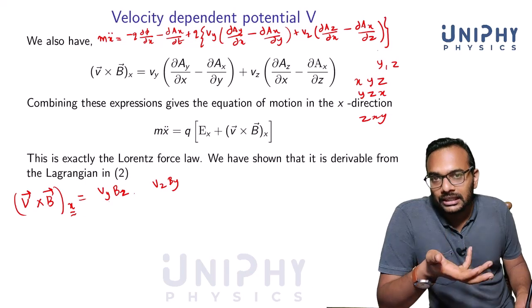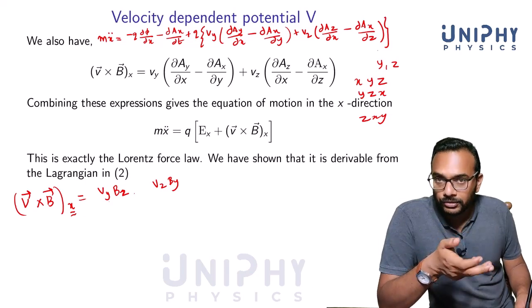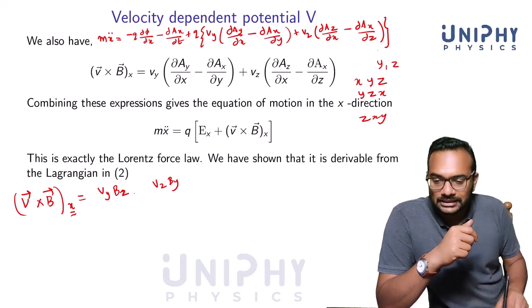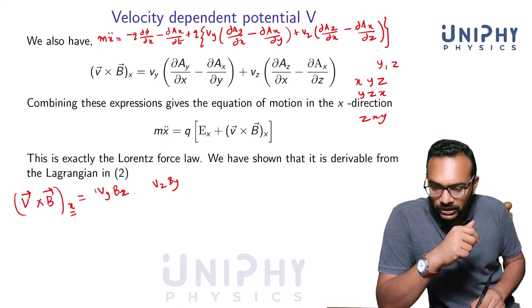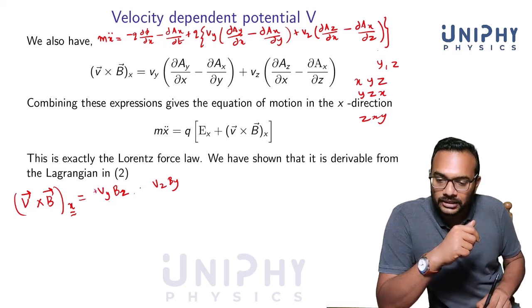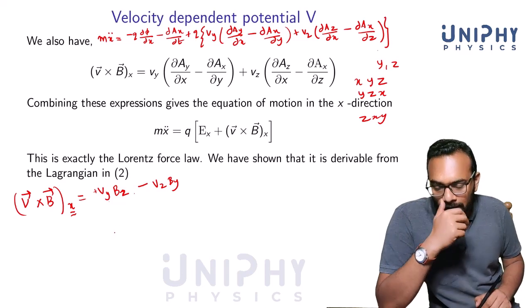Or you could do it with the Levi-Civita symbol, if you are familiar with that sort of thing. So we have got XYZ here, we'll put a plus here. We have got XZY here, so we put a minus sign there. I'll do only one term here.